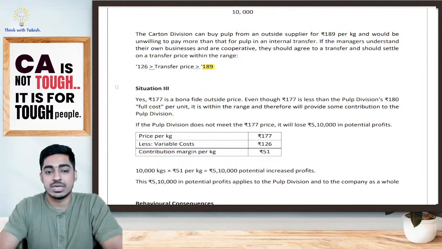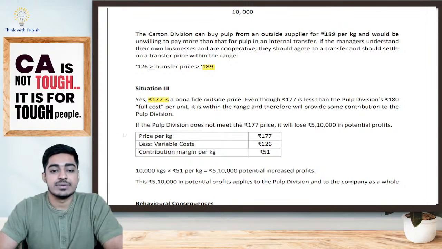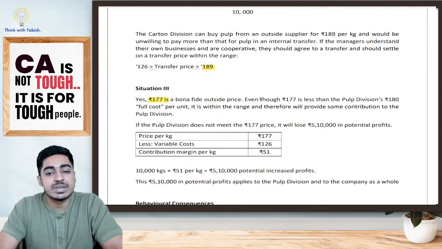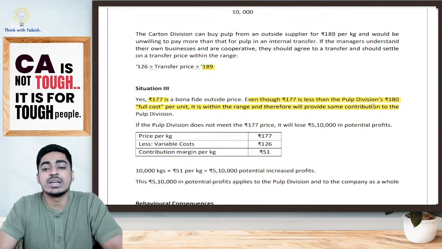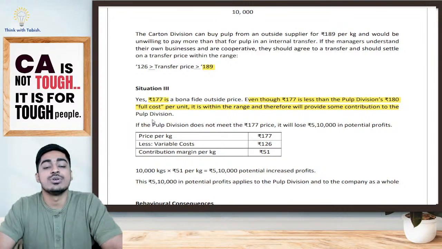Third case. Yes, 177 is a bona fide outside price. Even though 177 is less than pulp division's 180 full cost, it is within the range and therefore will provide some contribution to pulp division to recover the fixed cost.